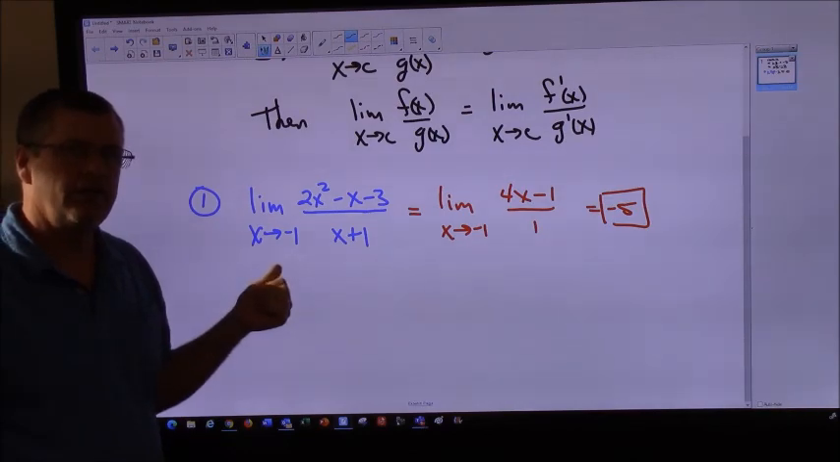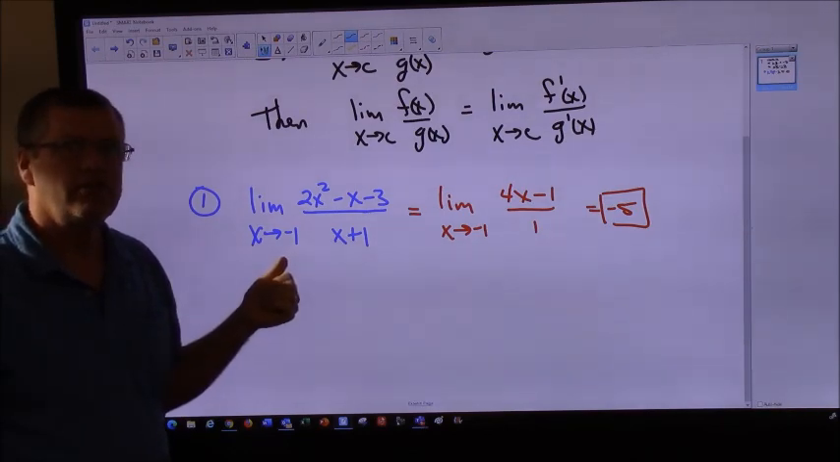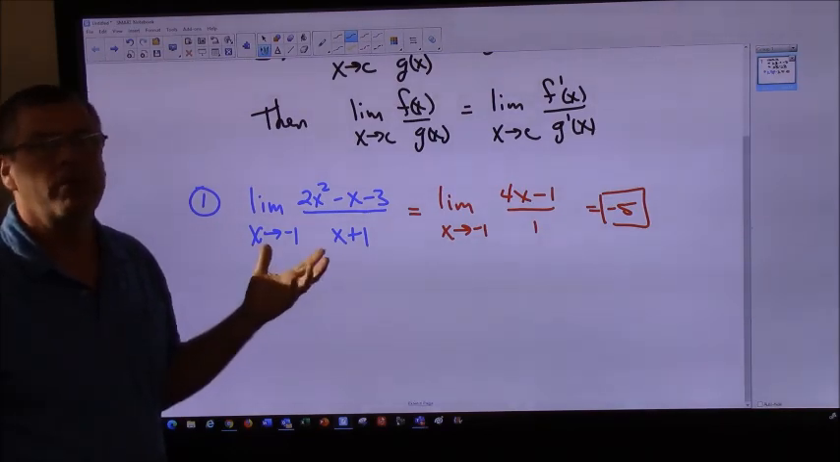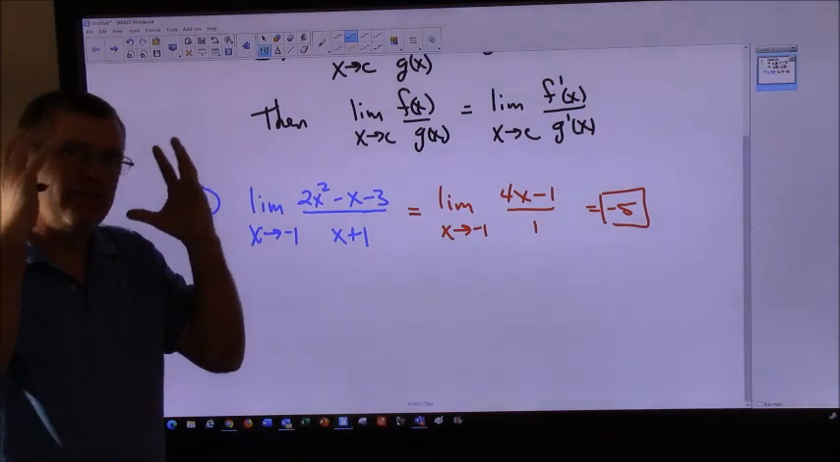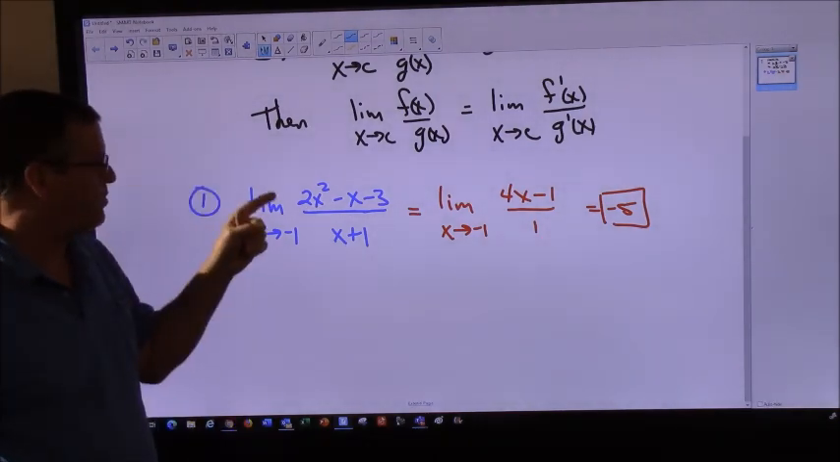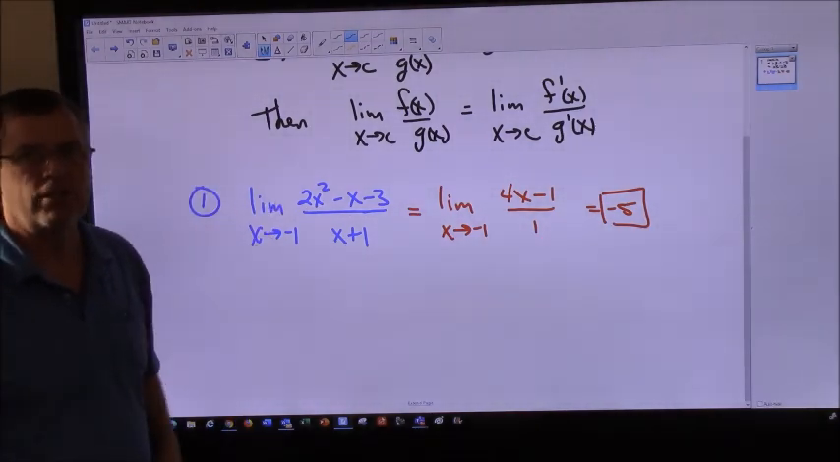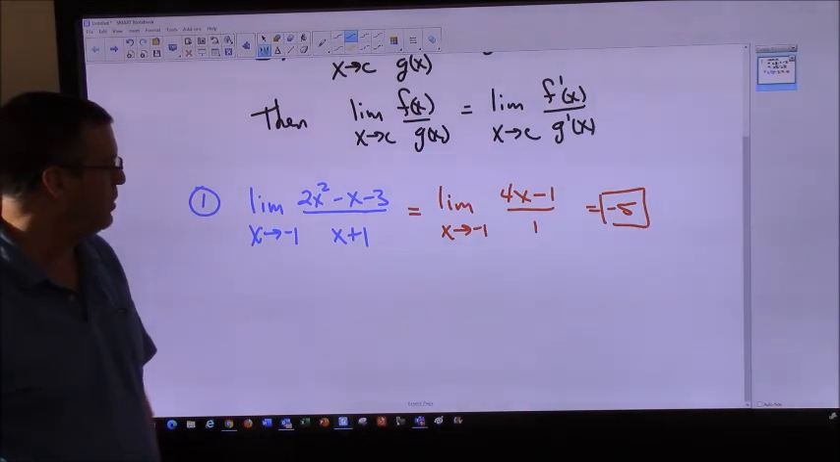This shows up a lot on the Central Washington test, limits where we can use this rule. And so I think that's probably something that we should think, I want this in my head. I want to know this rule when I sit down and take the Central Washington test in late January. Okay? Let's try another one.